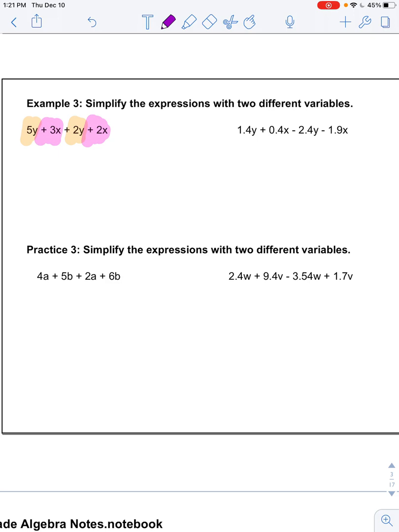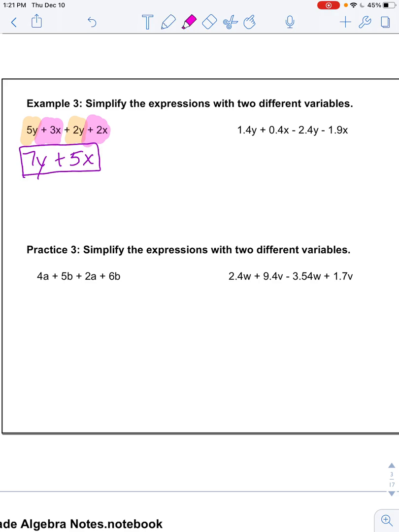So I have 5y and 2y both in orange. I could add them together to get 7y. I have 3x and 2x in pink. I could add those together to get 5x. And then I am done because 7y and 5x are different letters. Okay, one was highlighted orange, the other was highlighted pink, so we cannot combine them.